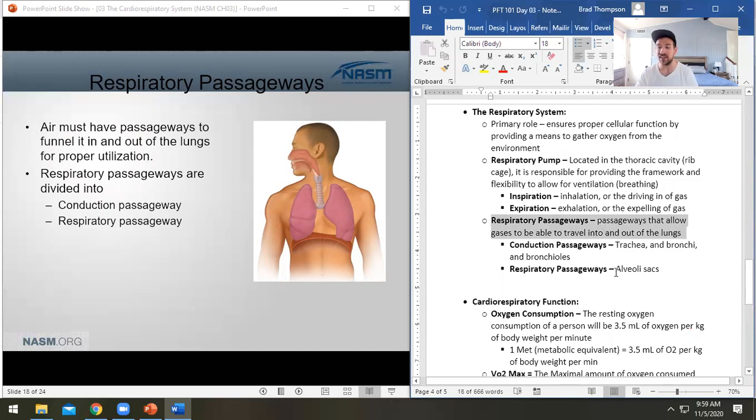Your respiratory passageways are the passageways through which air is able to travel to get to your bloodstream, right? So these are the passageways that allow gases to travel into and out of your lungs. And there's two main sections here. There's the main conduction passageway, and then there's the actual little sacs, which are the respiratory part of the passageways.